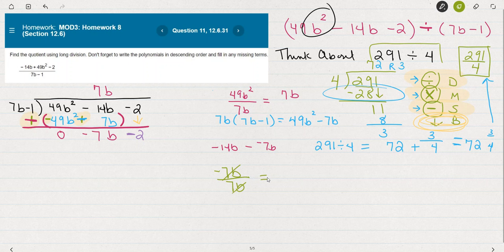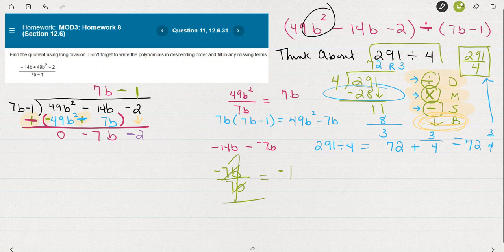We're not left with 0 or with nothing or with negative. What it is, is a negative 1. It's a negative 1 because that 7b divided by 7b is 1. So we get the opposite of 1, or negative 1. And that's our quotient. I'll write that here on the quotient line.